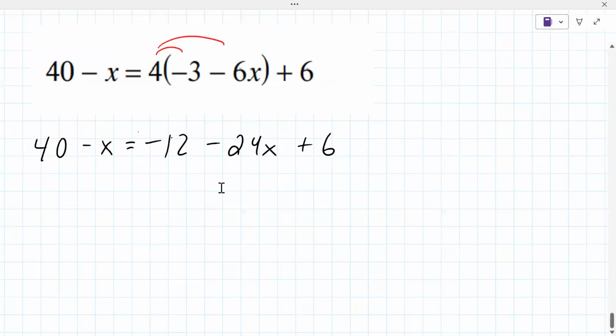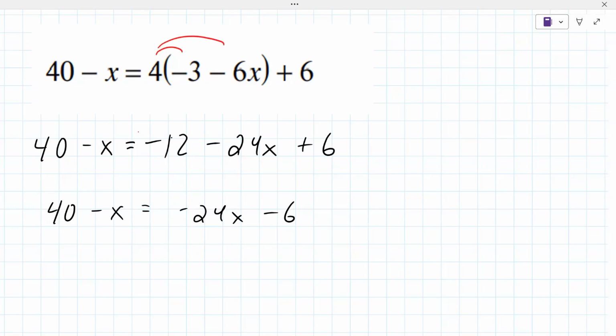Then you combine like terms. So on the right side here, you can combine the -12 and the +6. And so the order doesn't matter, meaning you can write -24x first, -6, or you can put the -6 minus 24x, it doesn't matter. But same thing as before, you have to figure out which side to move the variable to.